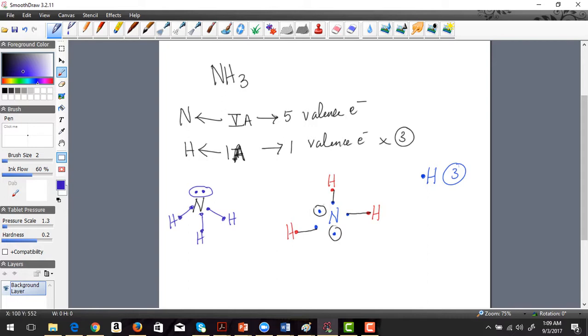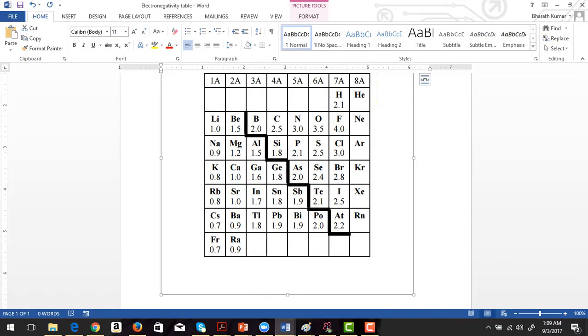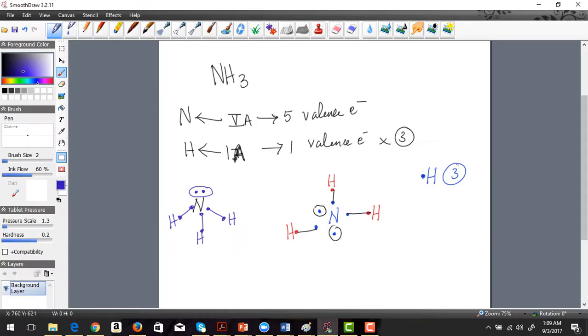We have to assign the charge, right? If you go to the electronegativity table, nitrogen is 3.0 and hydrogen is 2.1. So 3.0 minus 2.1 is 0.9. That means the bonds are polar covalent. That means nitrogen is 3, hydrogen is 1. So nitrogen gets the arrow head, and hydrogen gets the tail.